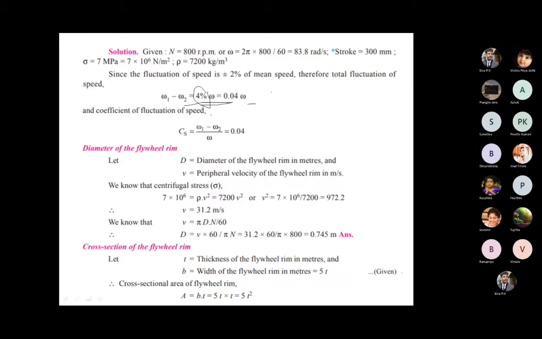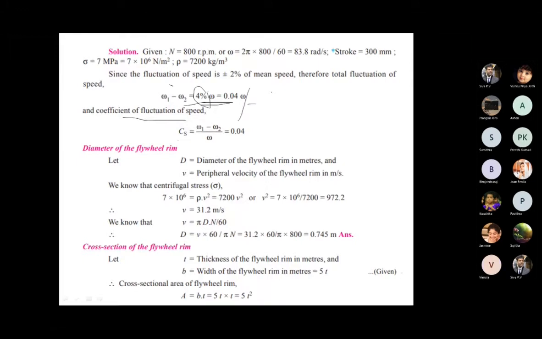Now what is the formula for the coefficient of fluctuation of speed? C is equal to omega 1 minus omega 2 divided by omega. Omega 1 minus omega 2 is 0.04 omega, the omega cancels, so the remaining is 0.04. Now let d equal the diameter of the flywheel ring in meters and v equal the peripheral velocity of the flywheel ring in meter per second.